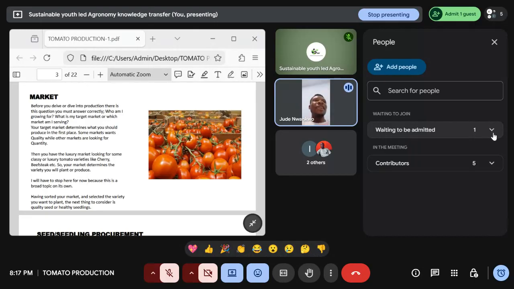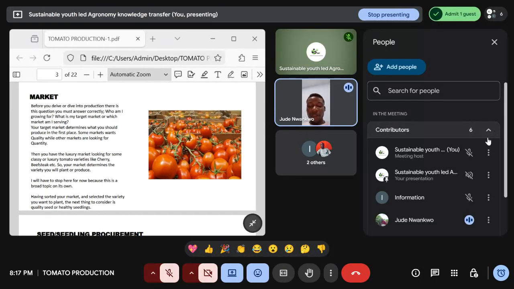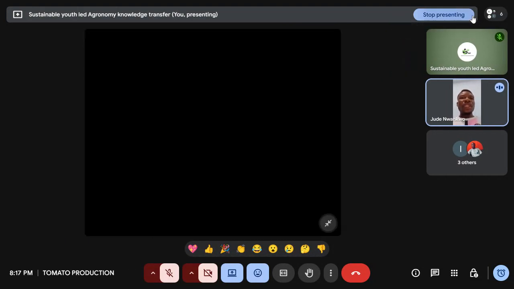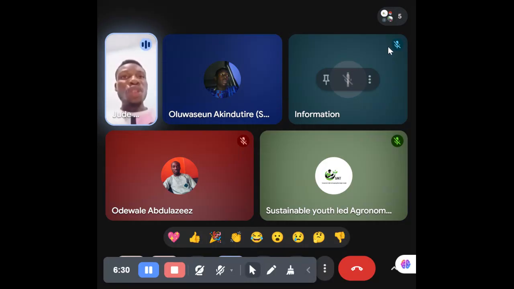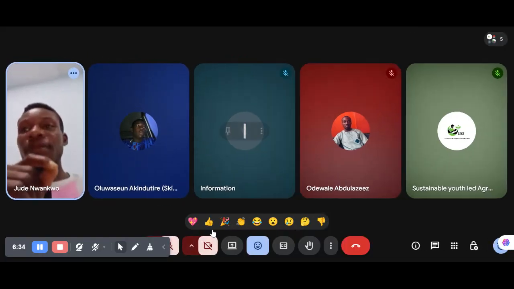Like our forefathers did agriculture and they couldn't really make much out of it. So for you to properly practice agribusiness, you need to ensure that there is an already made market, a market ready for what you are about to produce. So you say your target market determines what you should produce in the first place. Do you get that? That is agribusiness.